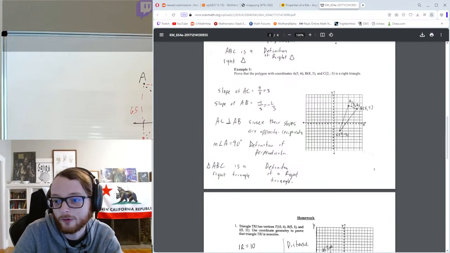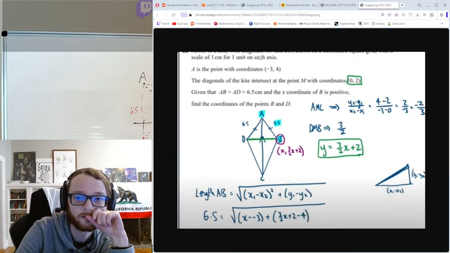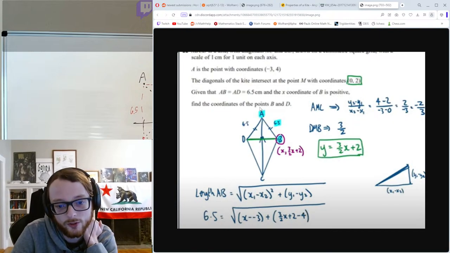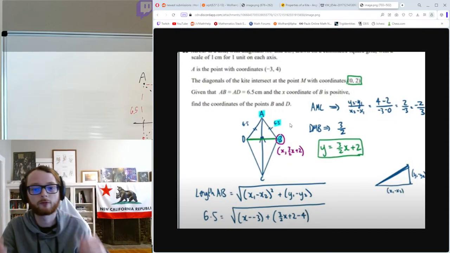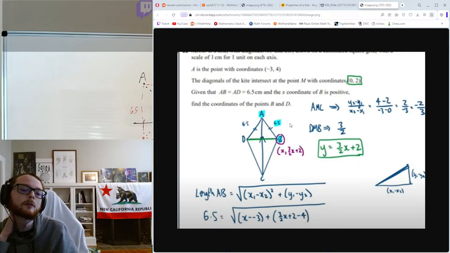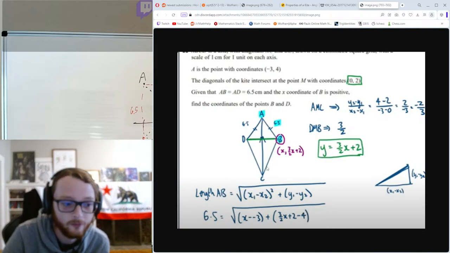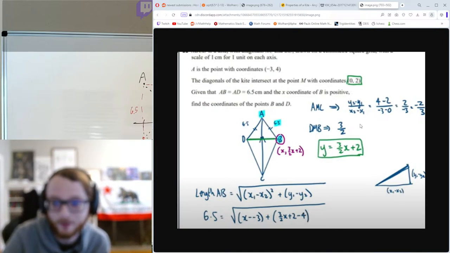Oh, so you do use, huh? You do use the distance formula with an equation of a line. How do you know the coordinates of B are x comma 3x plus 2, or 3 over 2x plus 2? It's because you make the perpendicular line from AC. So actually, that's the thing that I was thinking to do. I just thought it'd be too complicated.